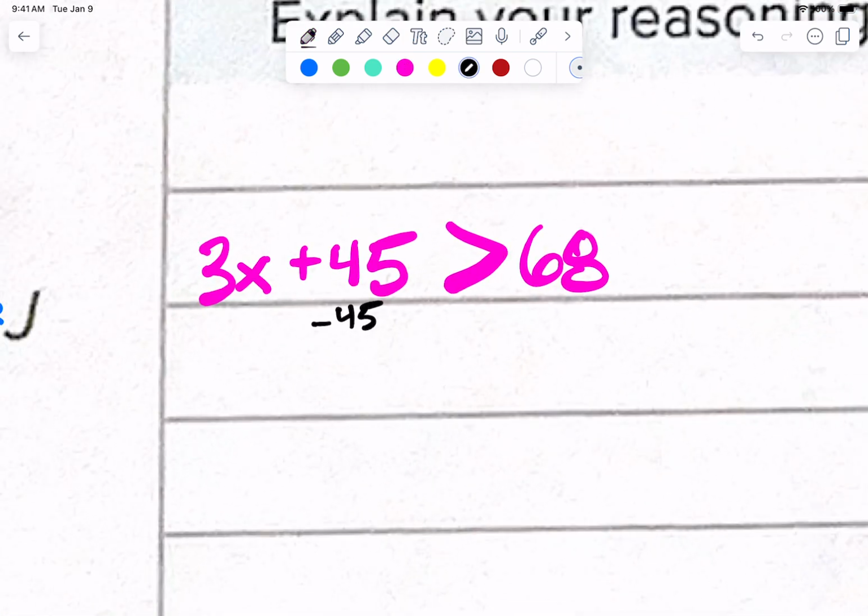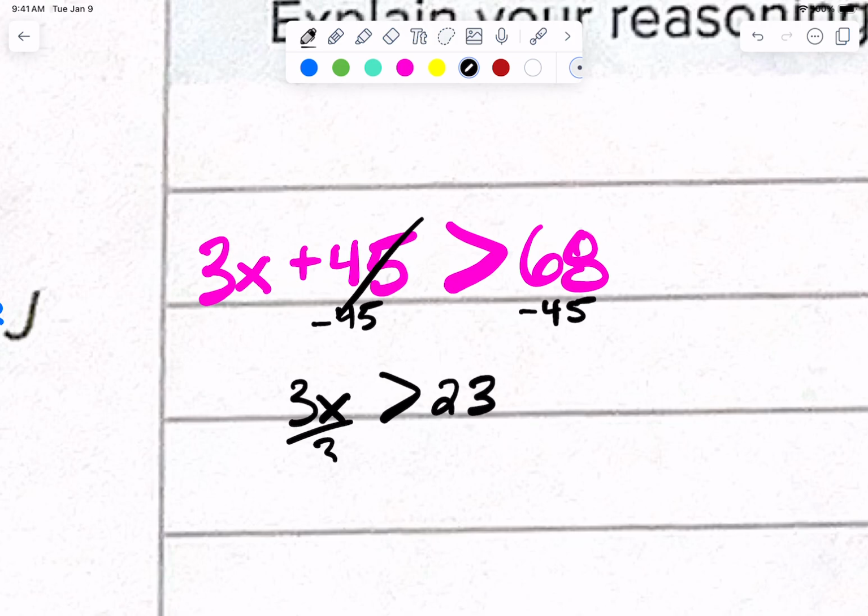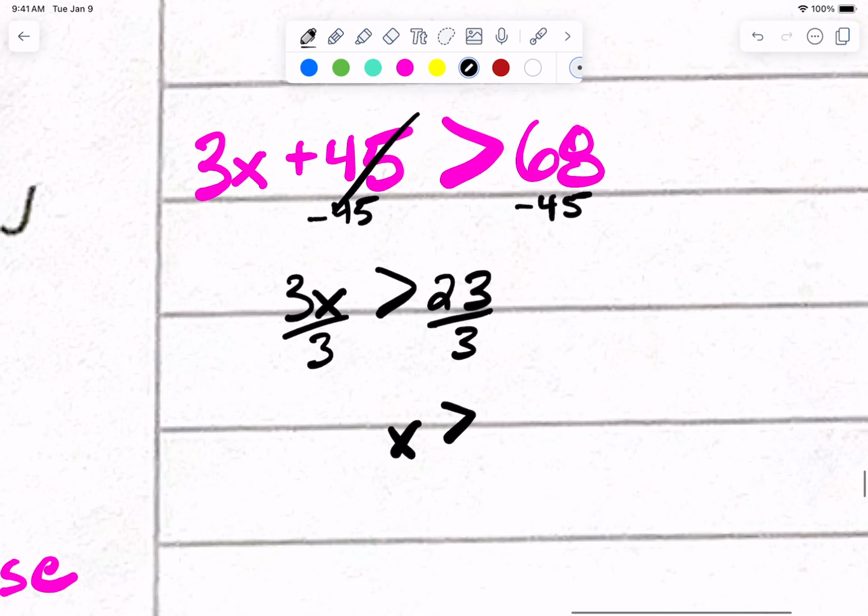Subtract the 45. This is not going to come out nicely, but whatever. Subtract the 45. 3x is going to be greater than 23. And then let's divide by 3. Do you know what 23 divided by 3 is? 7.6 repeating. Okay, so x has to be greater than 7.6 repeating.